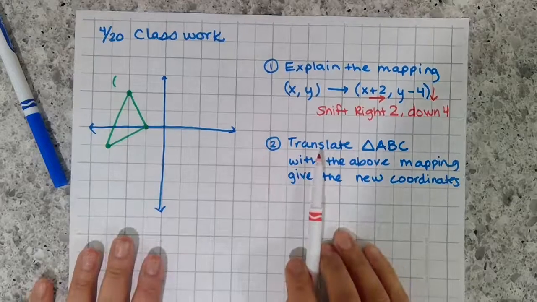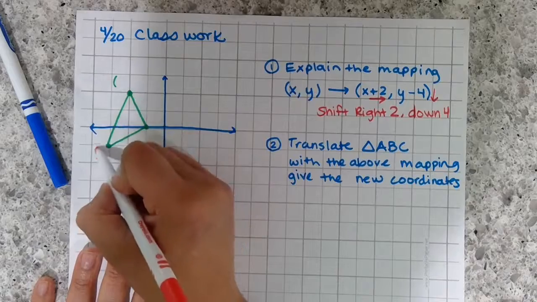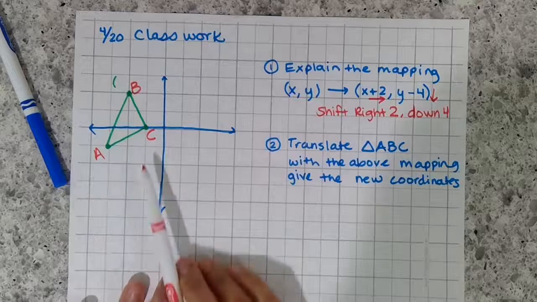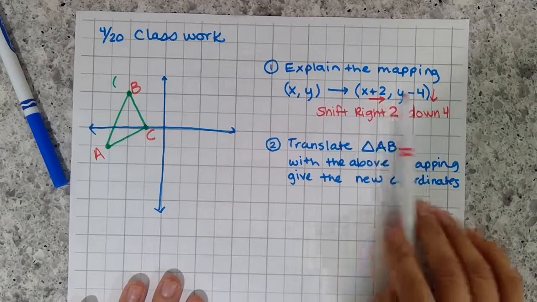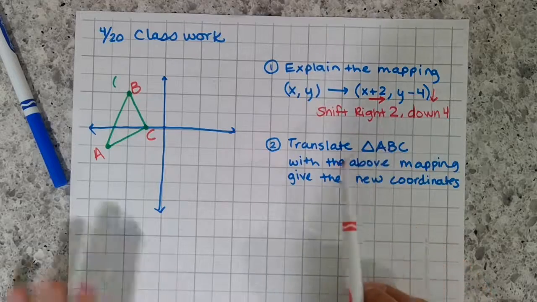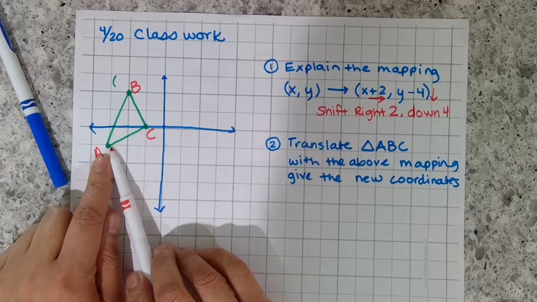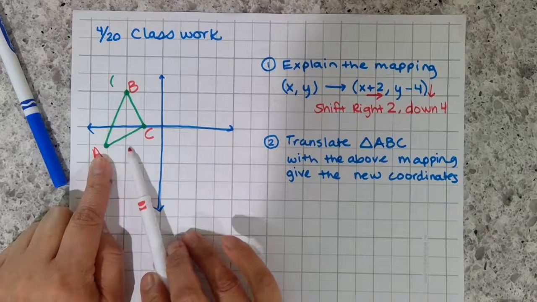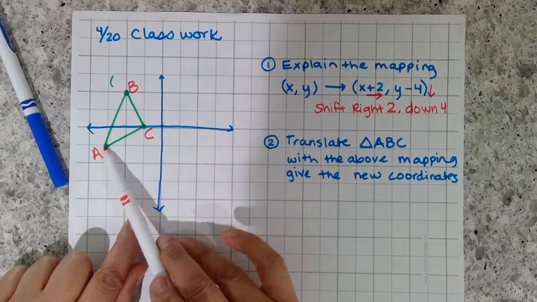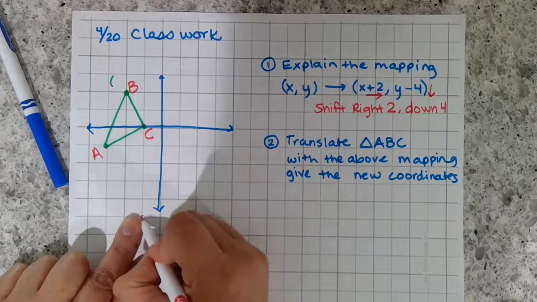Now it says, translate shape ABC. Oh, we need to know where ABC is. Let's just make this A, B, C. Translate shape ABC using this mapping and give the new coordinates. Okay, so all I'm going to do is take point A and shift it right 2 units and down 4. Right 2 units, down 4. I'm going to count that again, make sure I didn't make a mistake. Right 2 units, down 1, 2, 3, 4.